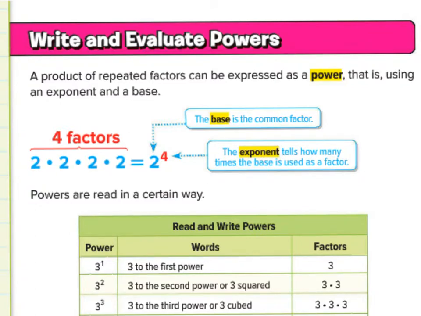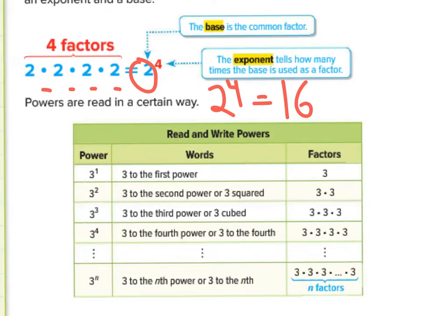Our 2 is our base. And how many times that number is multiplied into itself is the exponent. So 2 is multiplied into itself 4 times. This is not 2 times 4. Please do not make that mistake. We have 2 multiplied into itself 4 times. So 2 times 2 is 4, times 2 is 8, times 2 is 16. Therefore, 2 to the power of 4 is 16, not 8. Do not multiply these two numbers together, because the exponent is not a number. It's simply telling you how many times this factor is multiplied into itself.